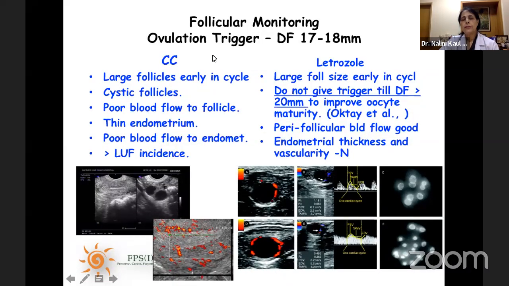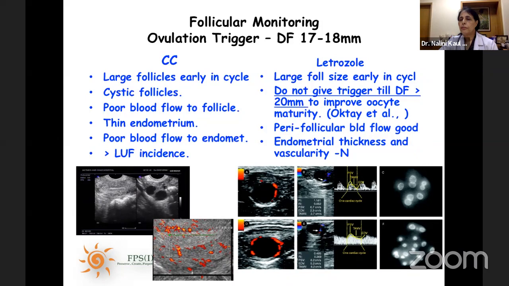Now, what is peculiar to clomiphene and letrozole cycles is that they have very large follicles very early on in the cycle. And invariably, you find people, because it's reached 18 millimeters, it's still hardly day 8 or 9, the trigger is given. But remember that the follicle size may be that, the antrum may be that, the follicular fluid may be that, but the oocyte is not mature. And it has been seen in IVF that if you've given letrozole, the trigger should not be before the follicle has reached 20 mm because the oocyte maturity is not there.